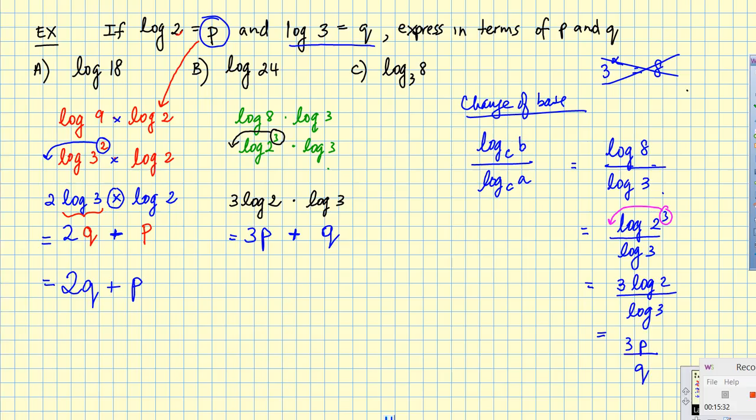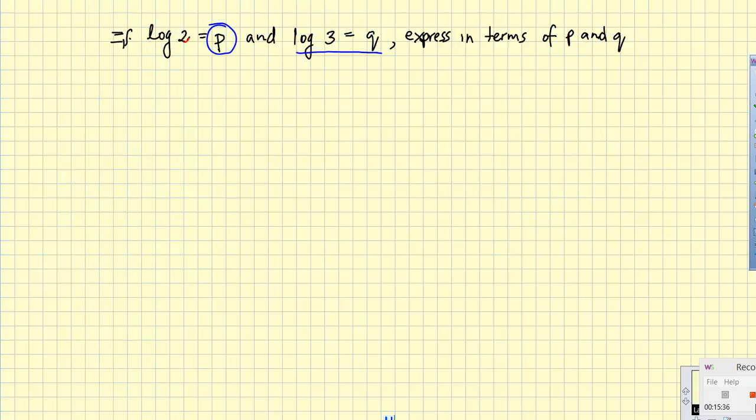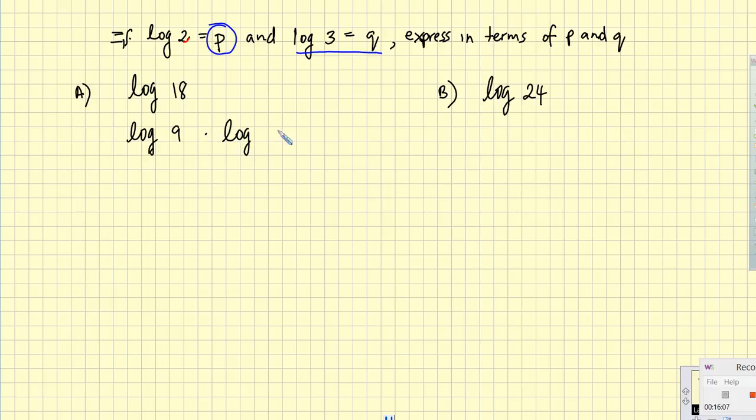So let's take a look at the first question. It says log of 18, and then we have log of 24. So we do the first one. The log of 18, and then the next one, part B, would be log of 24, expressed in terms of P and Q. So the log of 18, I'm going to rewrite with logs of 2 and 3 as log of 9 times the log of 2. Now the log of 9 could really be rewritten as the log of 3 squared.